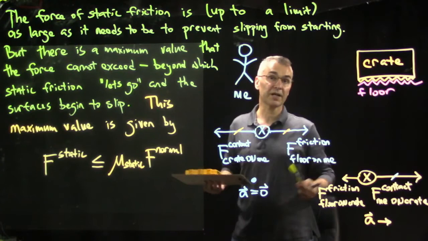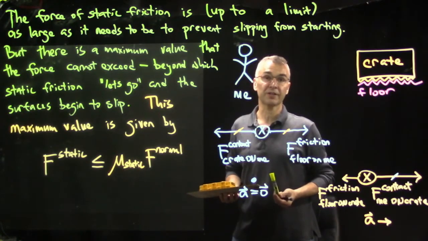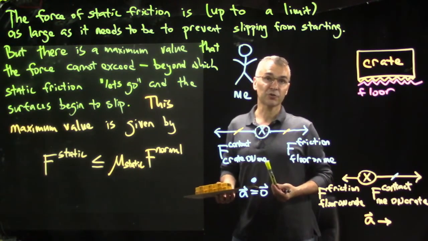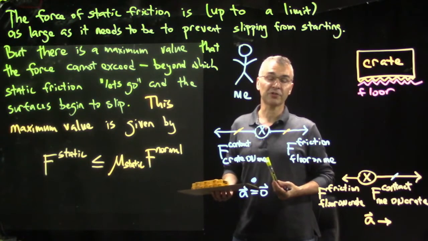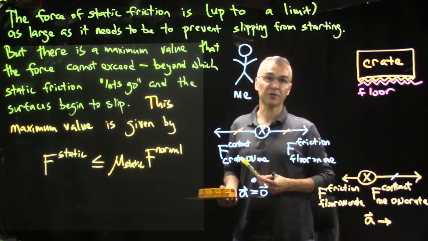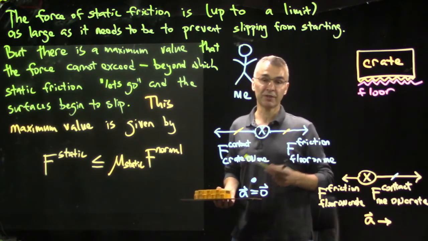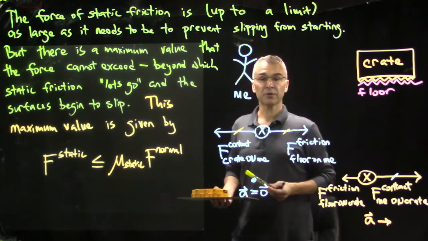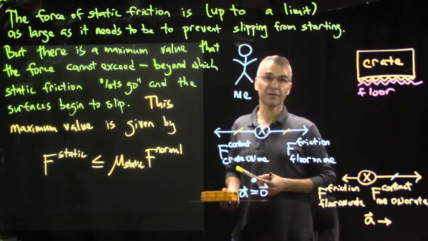So this is why we postponed our quantitative discussion of friction until we started to talk about motion in 2 dimensions. In order to quantify friction, we can't just draw free body diagrams in 1 dimension. Now we have to start drawing them in 2 dimensions so we can talk about the forces perpendicular to the floor acting on the crate and acting on me. So let's do that now.